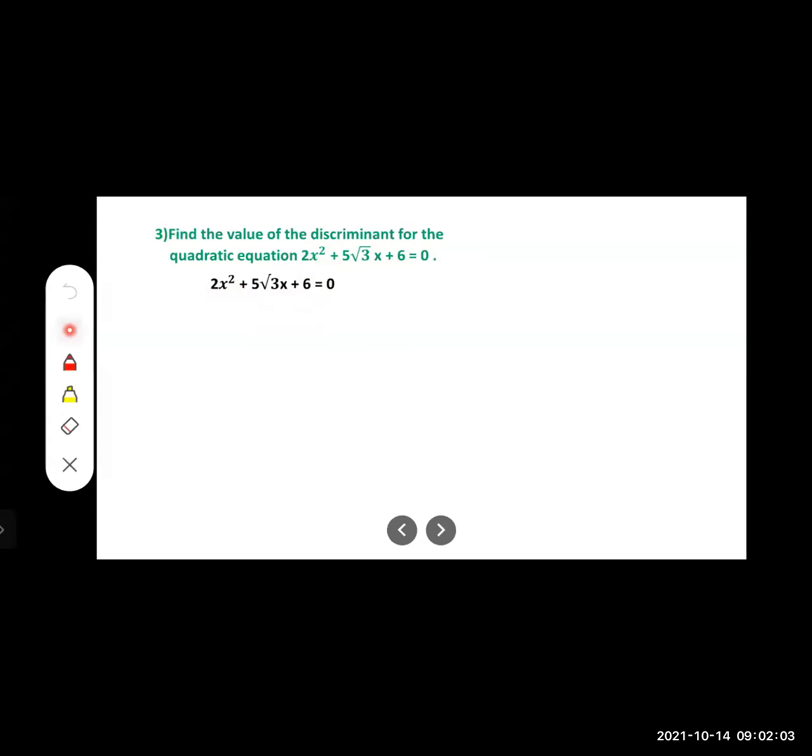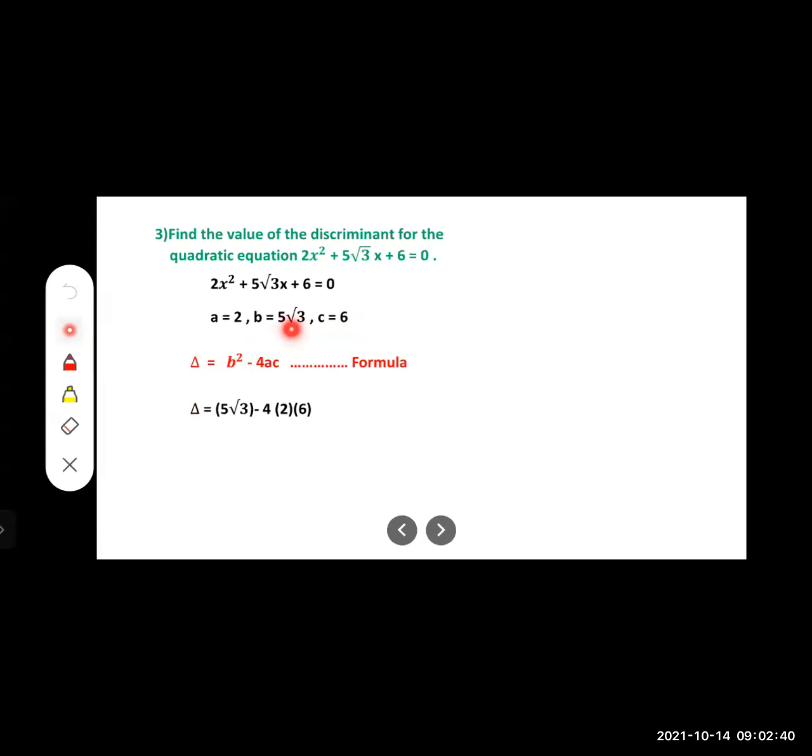Now what do we have to do? We have to write the a value, b value, and c value. So what is the a value here? A value is 2. And what is the b value? The coefficient of x. So here 5 root 3 is the coefficient. So you have to write 5 root 3 and c value is 6. See here, it is written, no? So a is 2, b is 5 root 3, and c is 6. Clear, children? Now write the formula. Then what do you have to do? Substitute it. Okay.